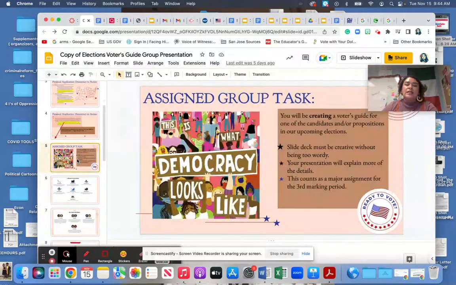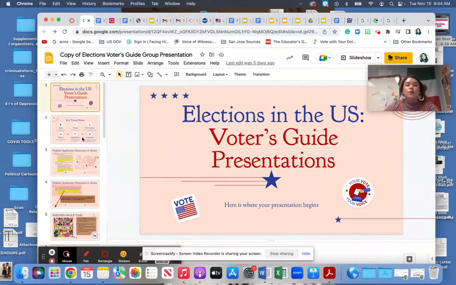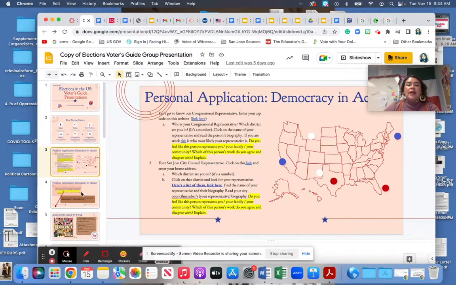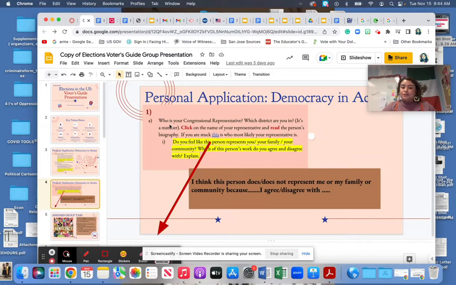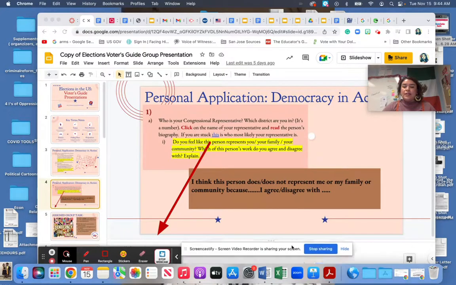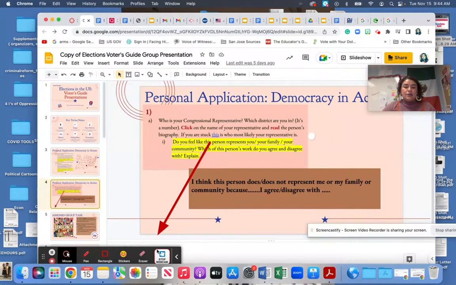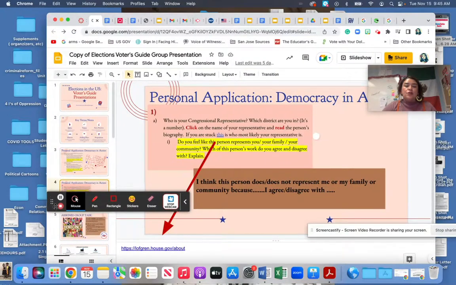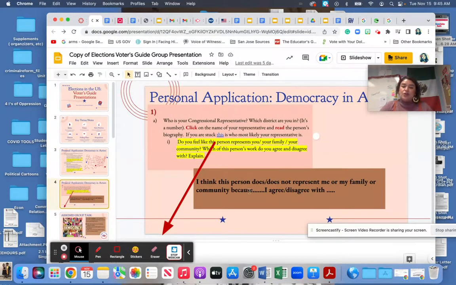So the first thing is you're going to get familiar with the slides. Here are the vocabulary words again. And in this section, you are going to read through here and get to know the people who are representatives of your district. When you go to 1, you are going to notice that it takes you to this link. With that link, you are going to research the person that represents you and answer your question. You're going to respond here.